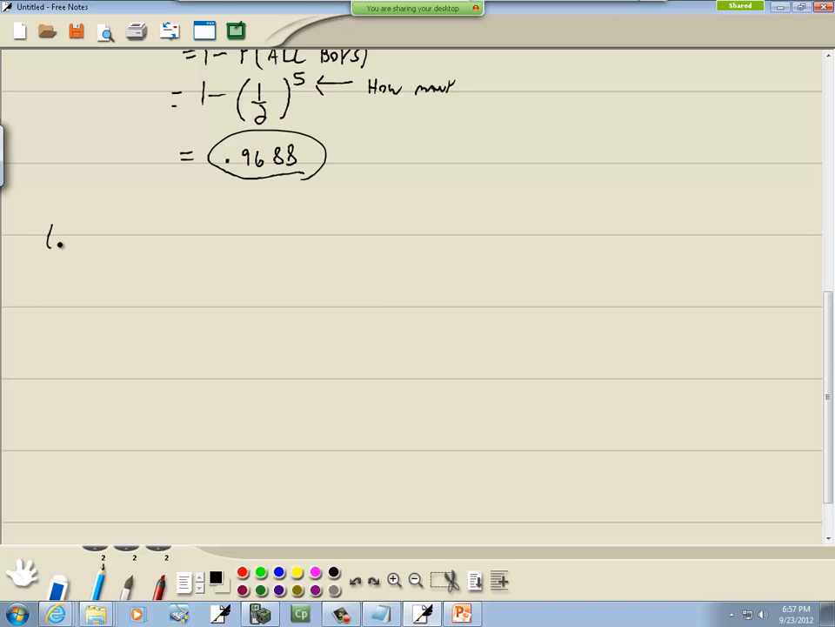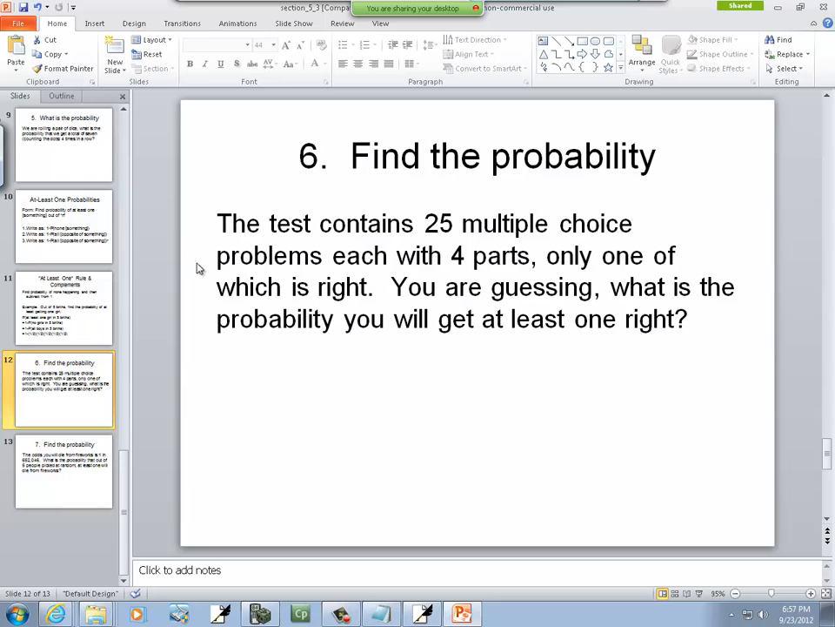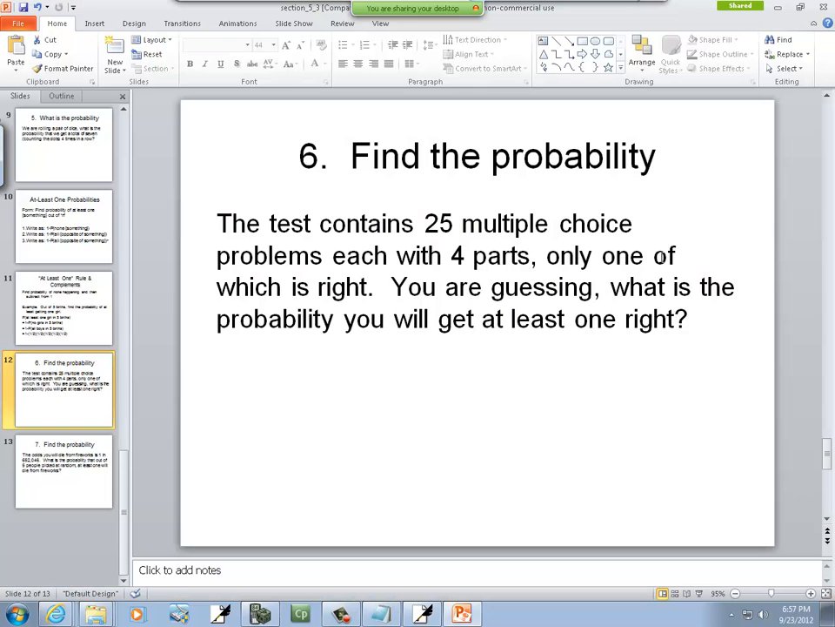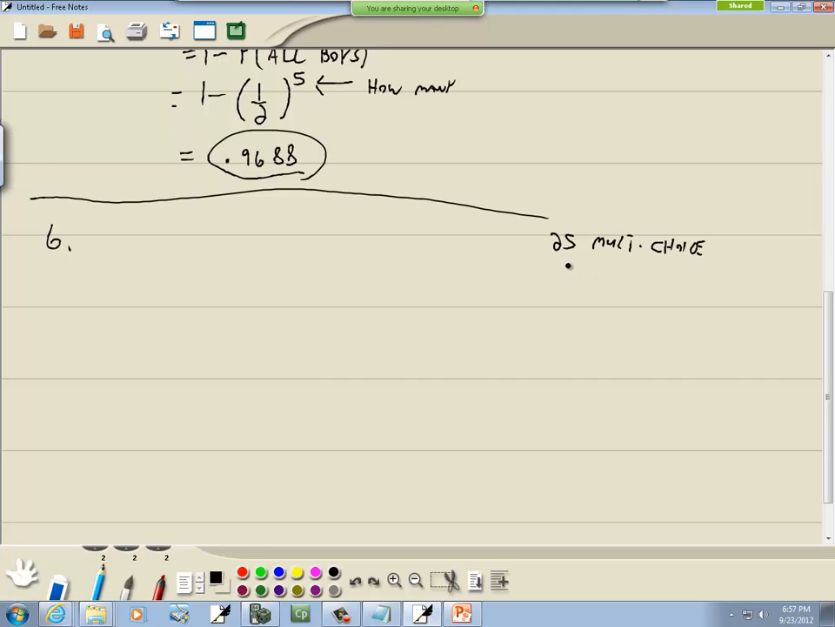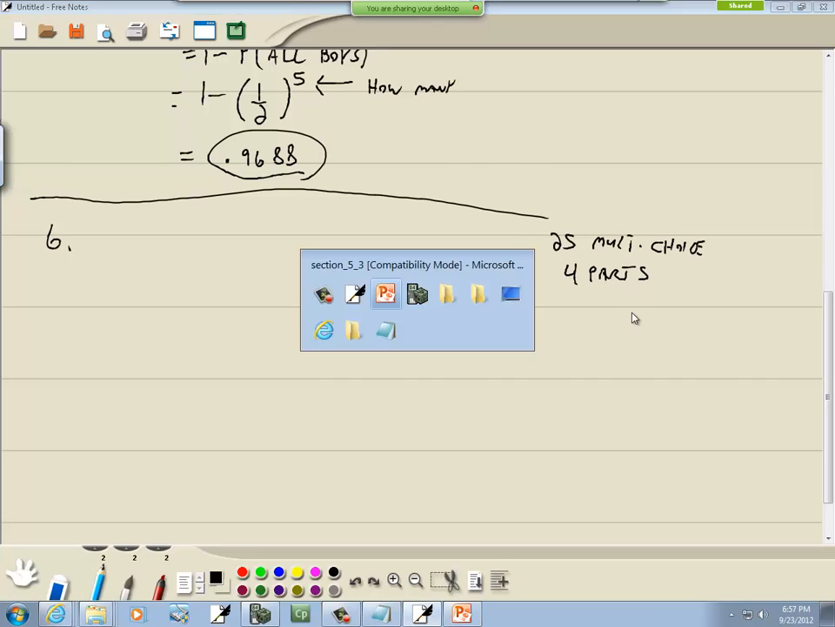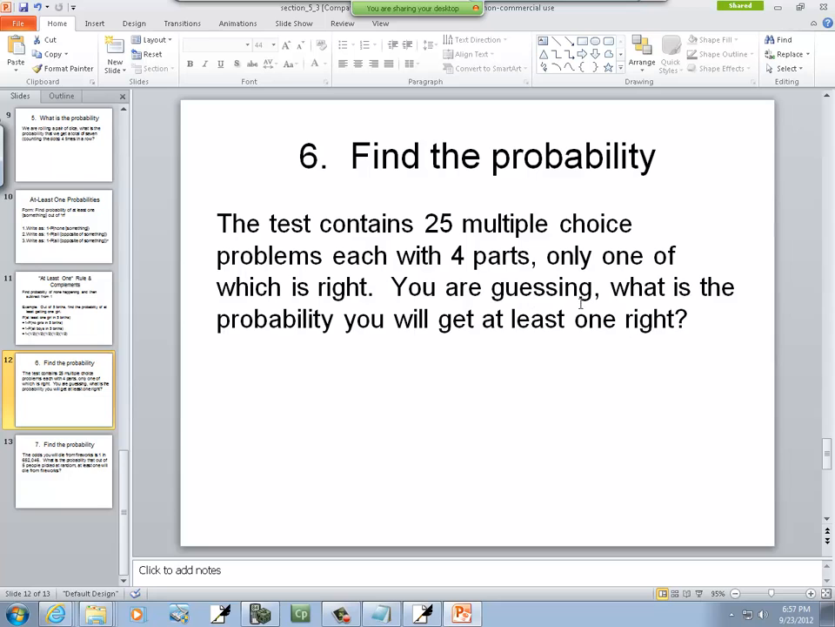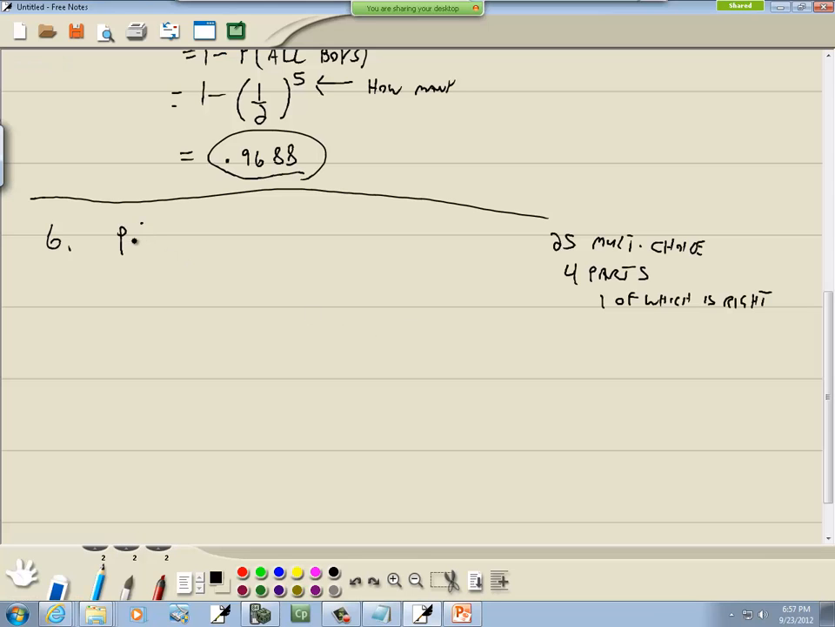Let's look at our 6th example here. Test contains 25 multiple choice problems, each with four parts. So I got 4 parts, like an A, B, C, and D. Only one of which is right. One of which is right means the other 3 are wrong. You're guessing. What is the probability you get at least 1 right? Okay. So at least 1 right. And you're guessing on every problem. And let me put that here. At least 1 right out of 25.